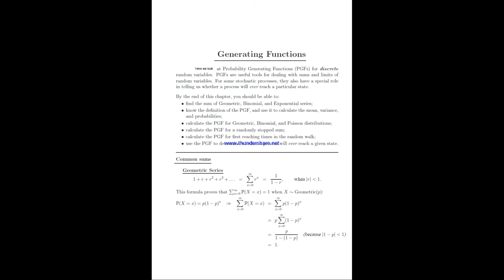So you can see, when you take the probability where X equals x, that is, you have x number of failures, right? In this geometric distribution, the probability of a success is p. So you have x number of failures, and the probability of failure is 1 minus p.